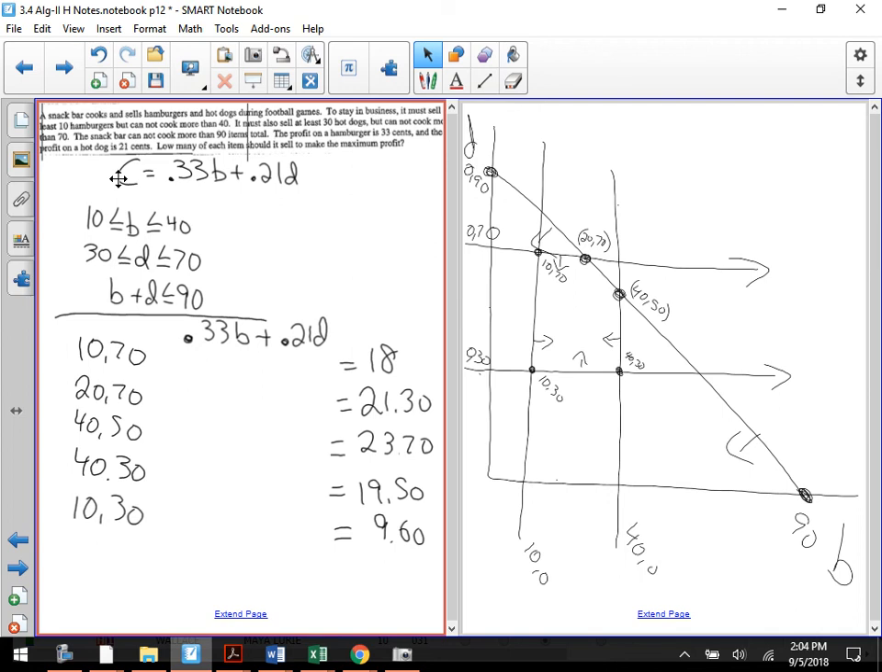So in this case, it tells us that you need to sell 40 burgers and 50 hot dogs to make a profit of $23.70. Take that to the bank. Hey, you know what? And then if you think about it, if you really want to get into the idea like overhead and all that, paying employees.